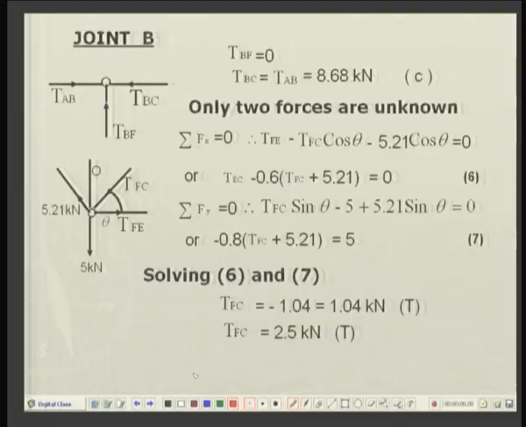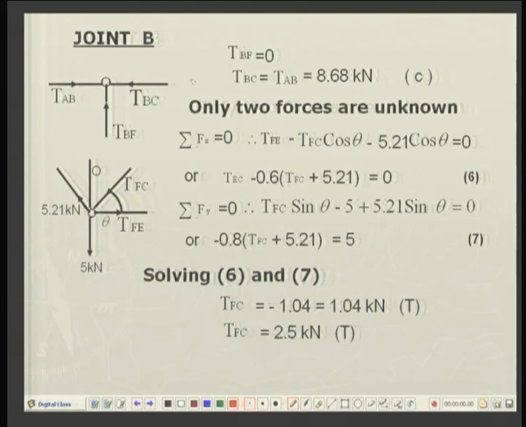Now, which joint should we proceed to next? Joint B. In joint B, there are 3 members. Now, this joint is very simple to actually solve for. There is no vertical force, so it means TBF has to be equal to 0. If we consider sum of all the vertical forces is equal to 0, there is no applied vertical force here. So, it means the member BF does not require any force.